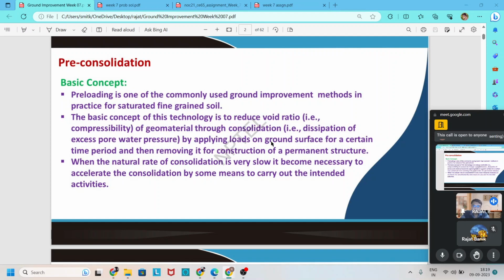That means another means to accelerate consolidation in this pre-consolidation technique is vertical drains, which we apply along with the preloading. We know that vertical drains are always made with some good porous material. So due to this vertical drain, the water can easily dissipate, the consolidation process is accelerated, and the time taken for consolidation is reduced.